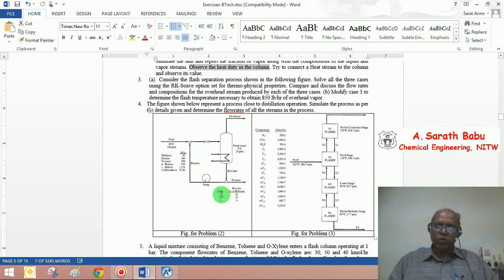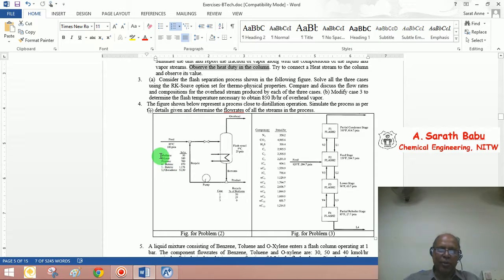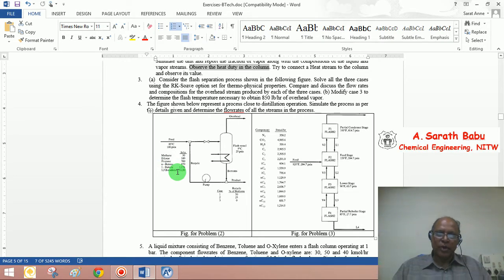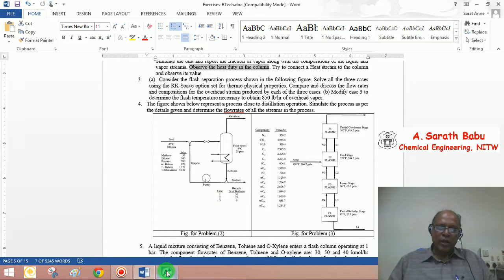So you are required to do all these three cases and compare the compositions of the vapor and the compositions of the liquid along with the vapor fractions. Now let us try to demonstrate this problem. As you can see, the components handled are methane, ethane, propane, N-butane, 1-butene, and 1,3-butadiene. Once again, we are going to use units like psi and lb per hour, so we can use the English unit system.